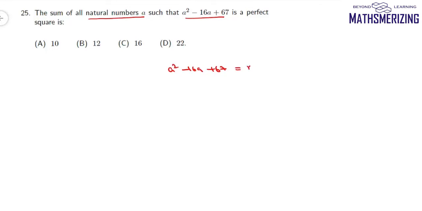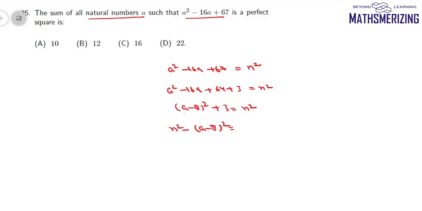I'll say suppose this is equal to n square. Now I'll make it a perfect square. So I'll write A square minus 16A plus 64 plus 3, and this is n square. So this is A minus 8 whole square plus 3, and this is equal to n square. So I'll take A minus 8 on the right hand side: n square minus A minus 8 whole square is equal to 3. So I'll write n plus A minus 8 into n minus A plus 8, and this value should be equal to 3.